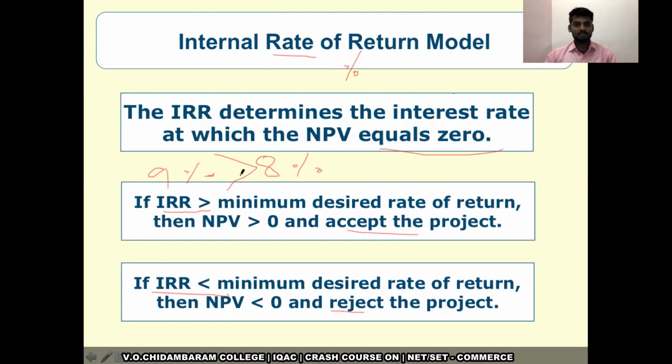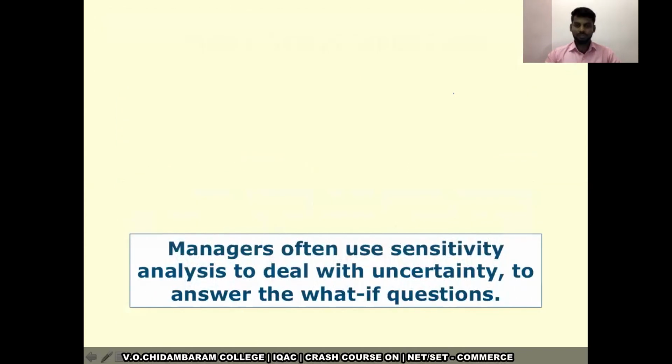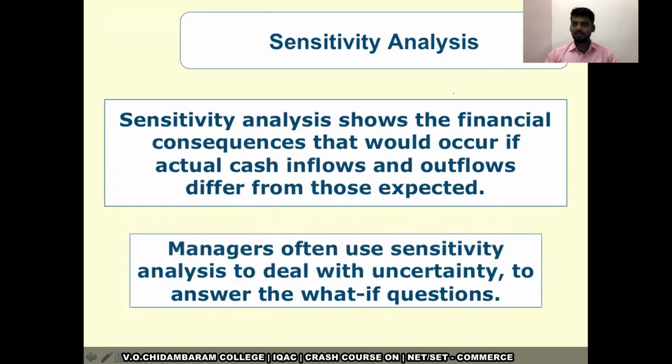So you can accept. If it falls less than that, you have to reject it. Okay. So here we would be in IRR, at what rate it meets the NPV equal to 0. That's what it decided. And sensitivity analysis. Okay, sensitivity analysis, we know that it is all about what if questions. What would happen if it falls down like this?